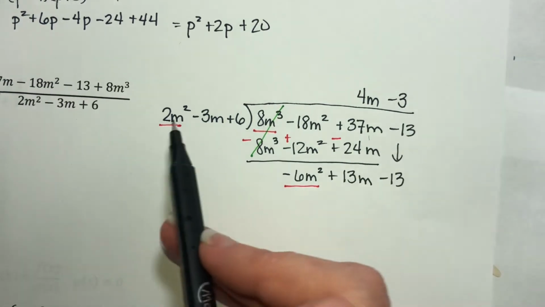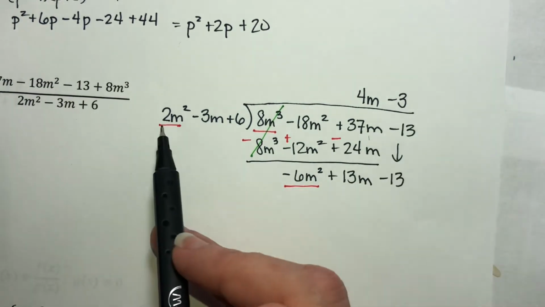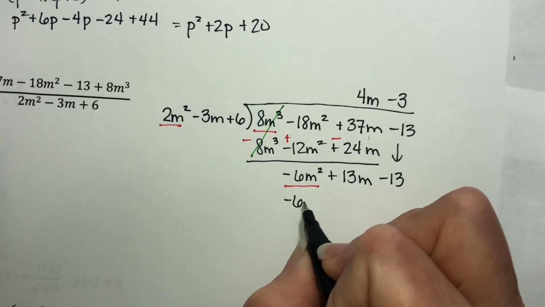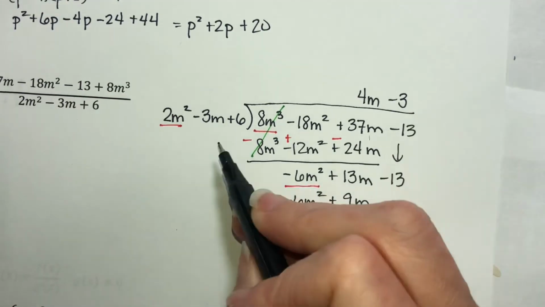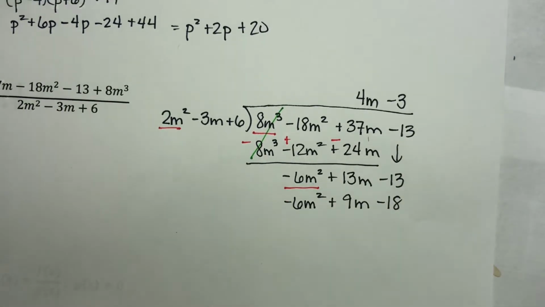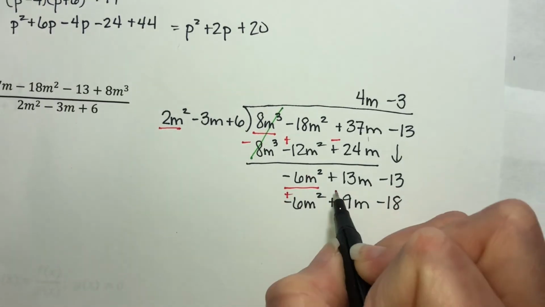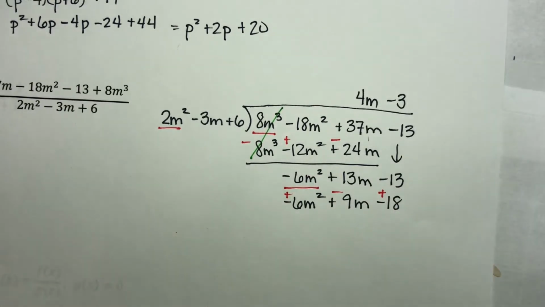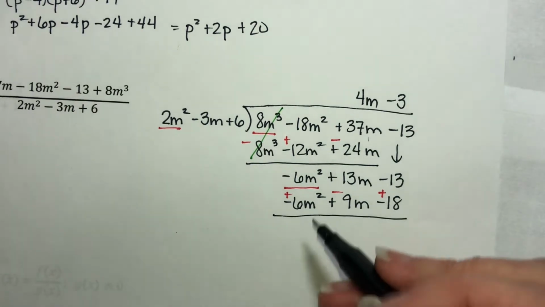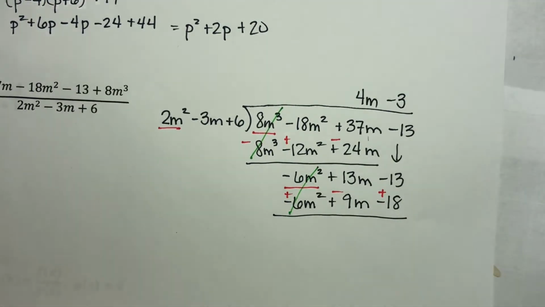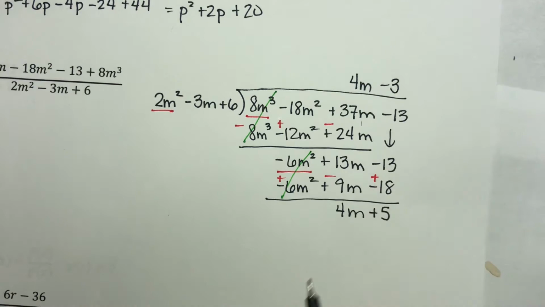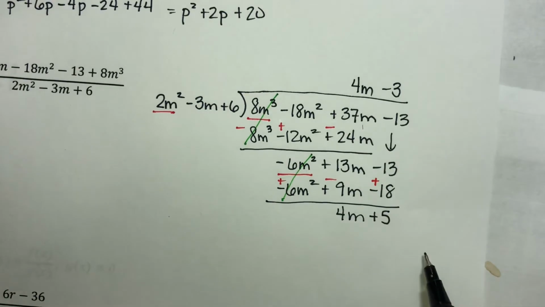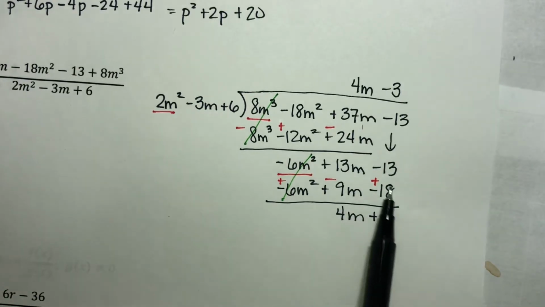Now I take this negative 3 and I distribute it through everything. Negative 3 times 2m squared is going to give me a negative 6m squared plus 9m minus 18. Change every sign and then combine. And your first term cancels as it should. And then we get 4m plus 5. Okay. Now if you notice, there's nothing else to bring down. This whole thing is going to be my remainder.